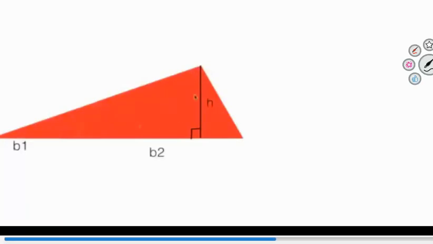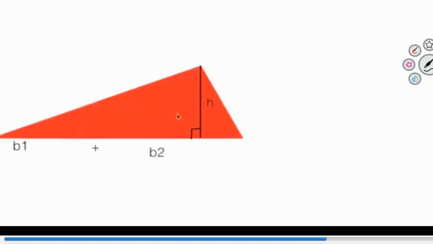I still have the same amount of red, right? I just cut a little piece off and moved it. That's all I did, rotate it and then moved it down. So the area hasn't changed from my original trapezoid. So now it's just a triangle. And to find the area of a triangle, we know it's just base times height divided by 2.